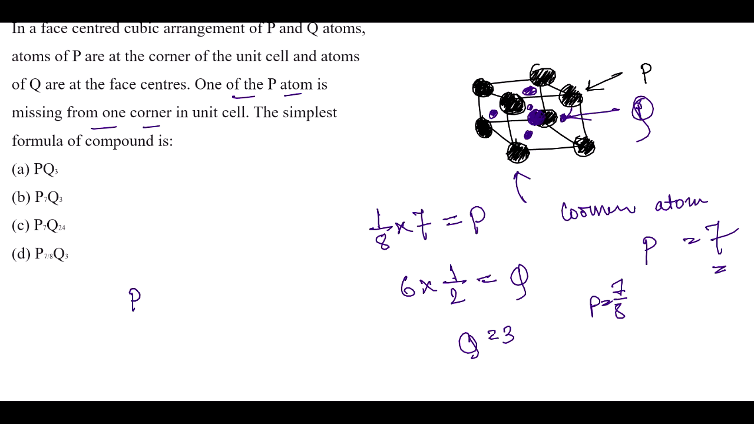Now the formula will be P 7 by 8 and Q 3. So ultimately we will get P7 and Q24. As you can see, P7 and Q24 will be the answer.